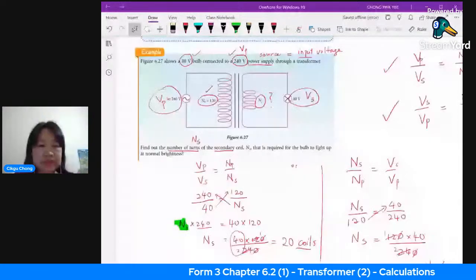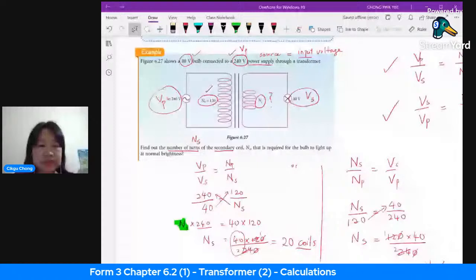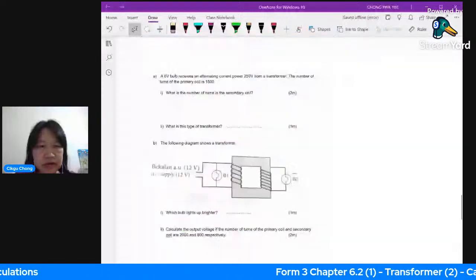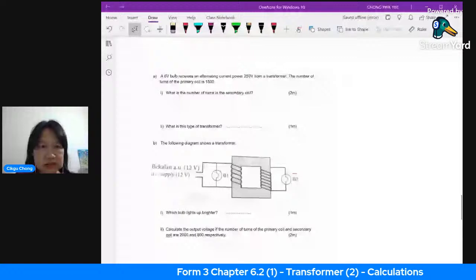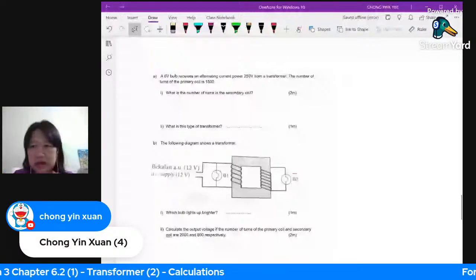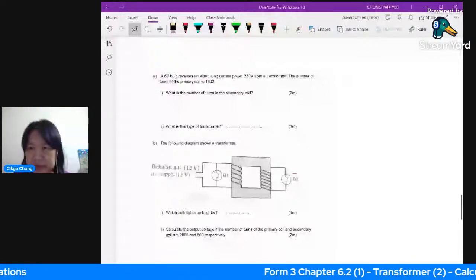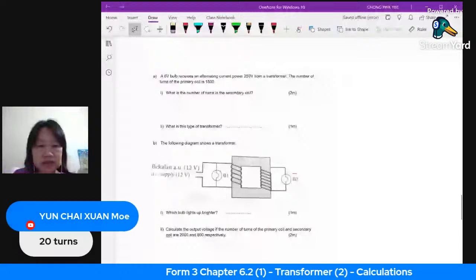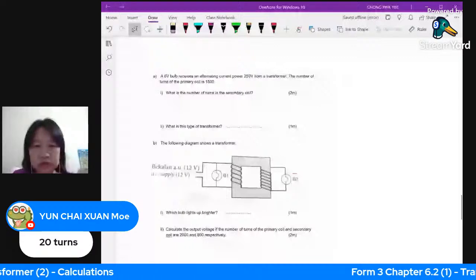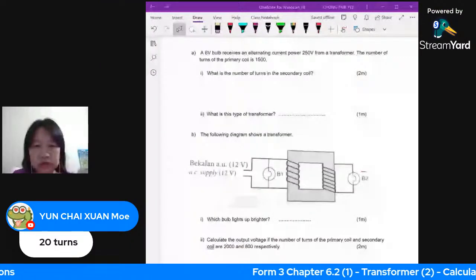Okay, let's do some questions here on the spot. Let's look at this. So the answer just now was 20 turns, correct? So no need to put NS. NS is actually referring to 20 turns. So it's 20 turns or 20 coils. Now you put your value.